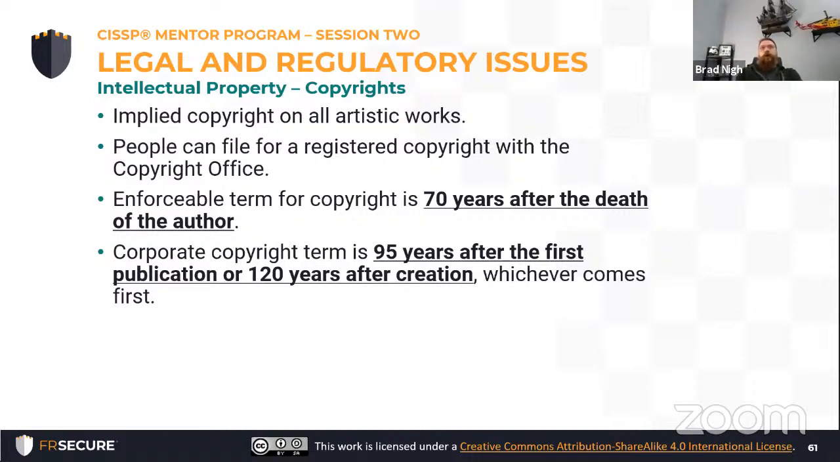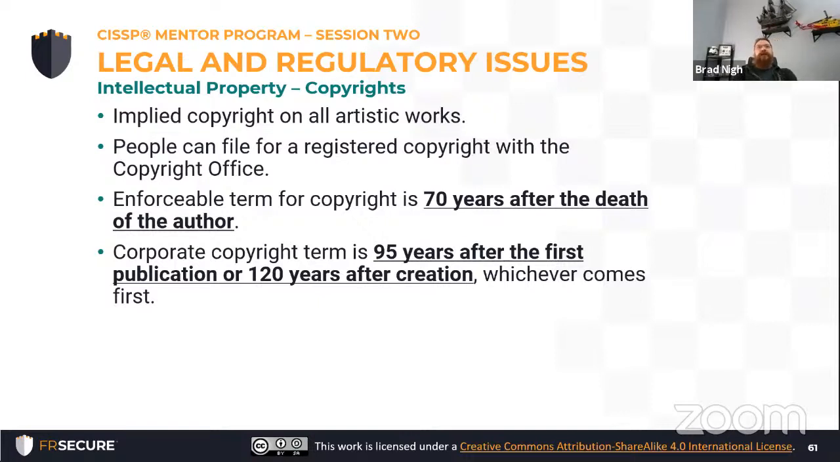Copyrights. This is important, that first one's important. Implied copyright on all artistic works. So if you create some art, it's implied that you own copyright on that. Now you can do a registered copyright with the Copyright Office. That is a different thing. So you would want to go through a very similar process to your patent and trademark.